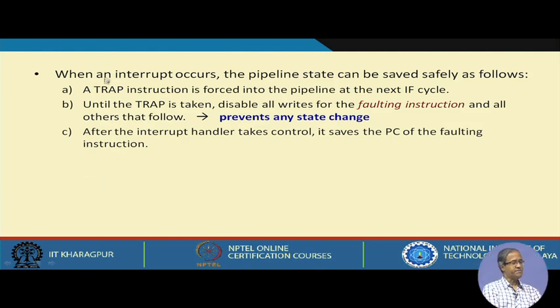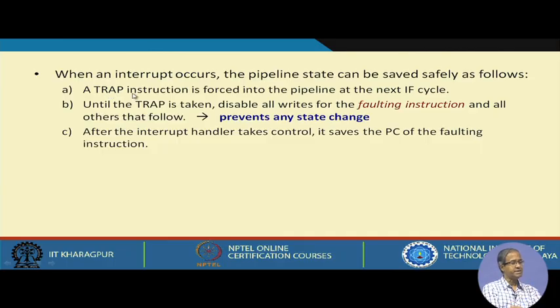So, one strategy for interrupt handling can be like this. Whenever an interrupt occurs, this interrupt can occur in any stage. It can occur in IF, ID, EX. So, a special trap instruction or some kind of a flag is forced into the pipeline at the next instruction fetch cycle, which will indicate that an interrupt has occurred.